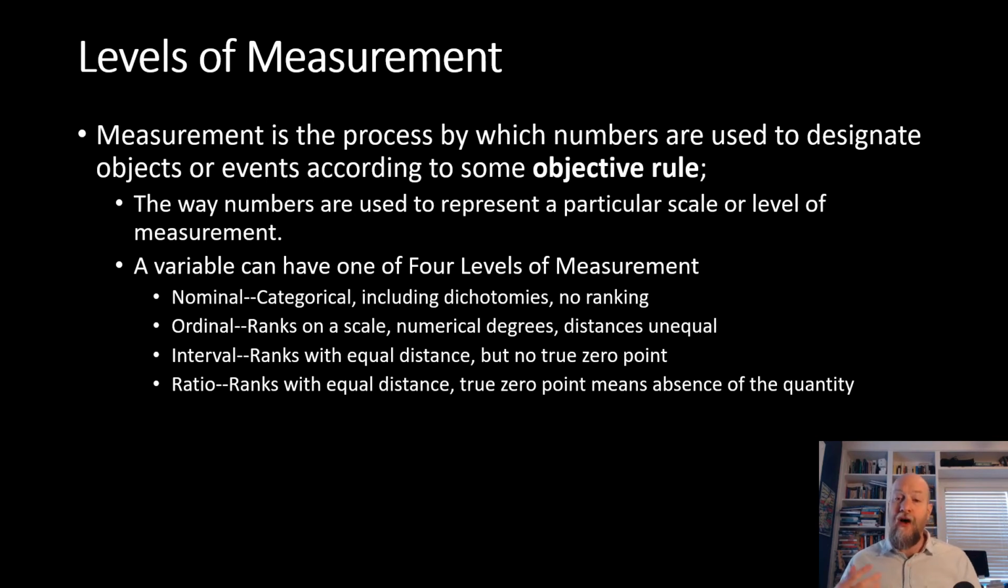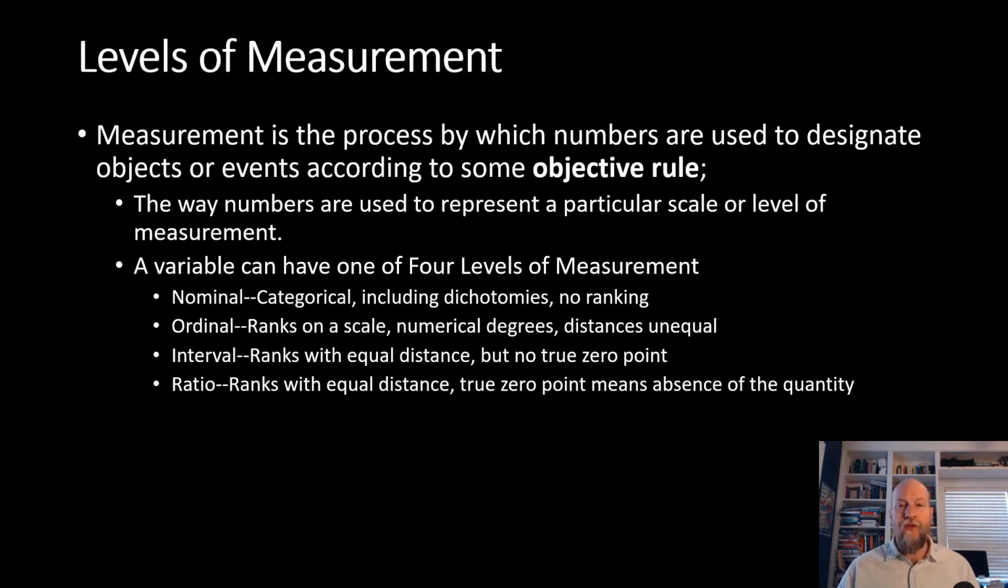So these are moving up in mathematical complexity to an interval level of measurement. An interval level of measurement is one that works upon a traditional numerical value. So there's equal distance between ranks on a numerical scale. What isn't significant about an interval ranking, though, is that there is no true 0 point. There's no absence of whatever that thing is.